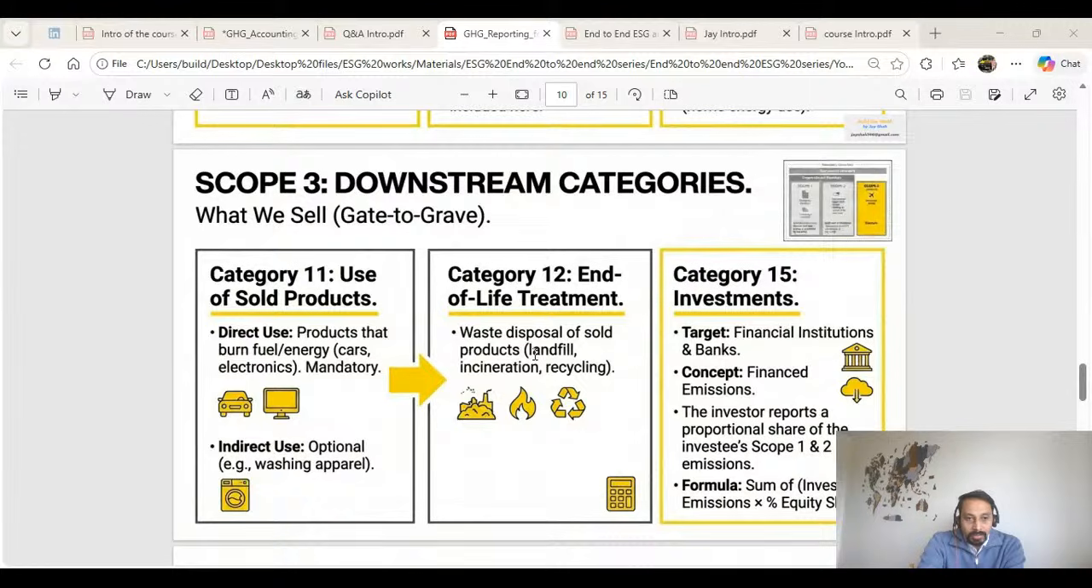And category 15 is investments. For banks and asset management, for financed emissions, you have to calculate based on the investee emissions, multiplied by your equity share. I will also take a separate module for category 15 investments, because it is a huge financial investment. Financed emissions calculation is very typical, and you have to understand whether it is important for your products and services. So these are the scope 3 upstream and downstream categories.